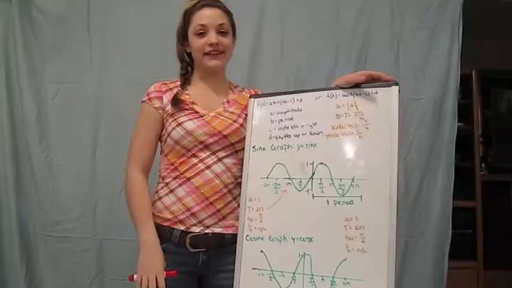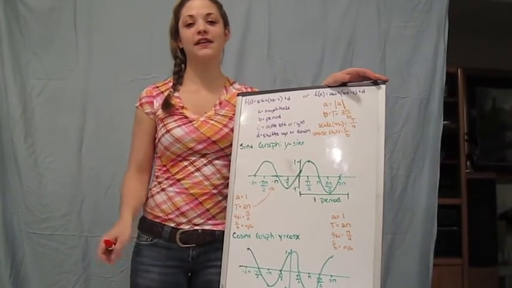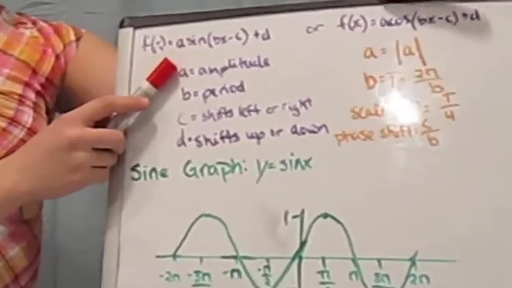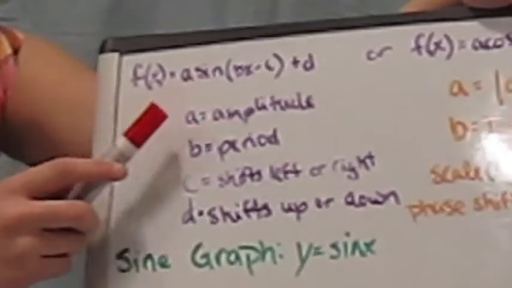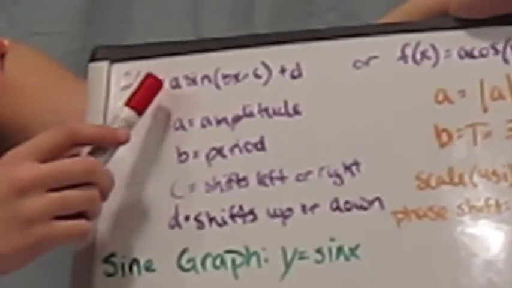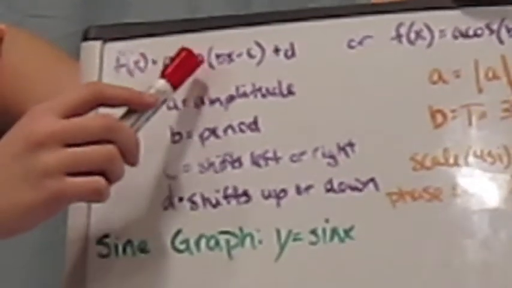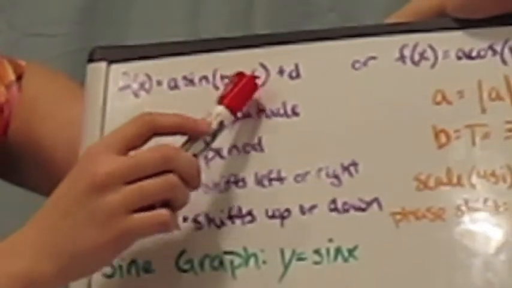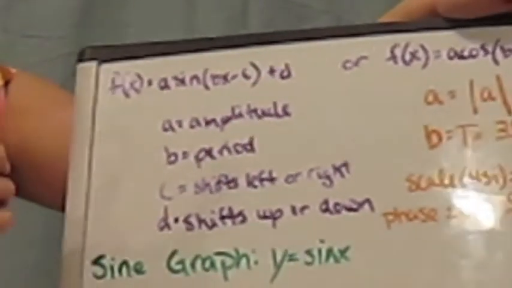Oh, good. In this next segment, we're going to learn about graphing trig equations. Right here, we have a basic equation for a sine graph. So it's f of x equals a times the sine of b of x, b times x minus c plus d.